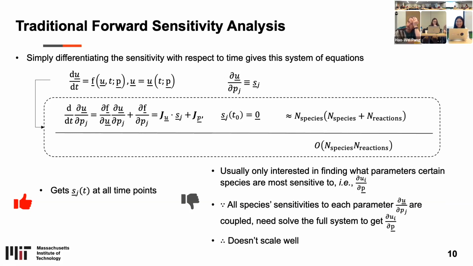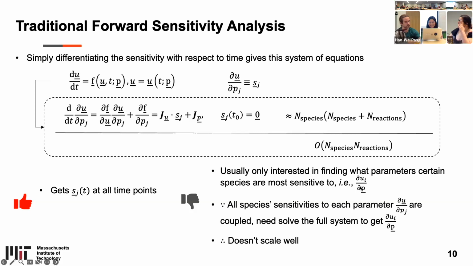But the bad thing is that you can only get the dependency of all the outputs on one certain parameter for each equation. And you need to solve the whole system in order to get the actual sensitivity that we care about, which is the sensitivity of one species to all parameters, because of the nature of how this equation is constructed. It solves for the sensitivity of all outputs on one parameter, but what we want is the sensitivity of one output to all parameters.